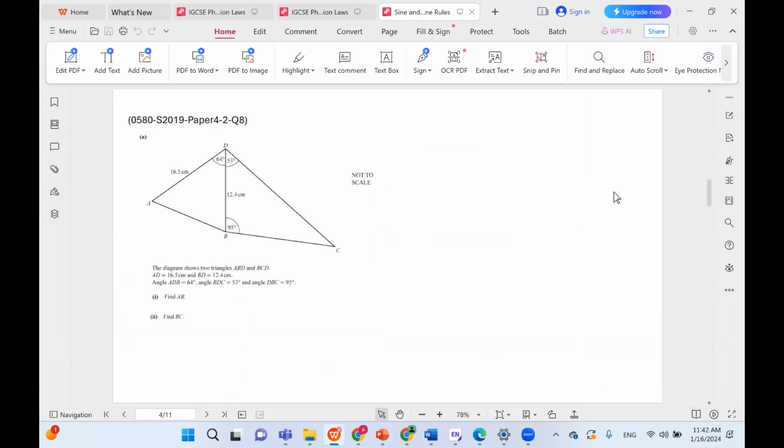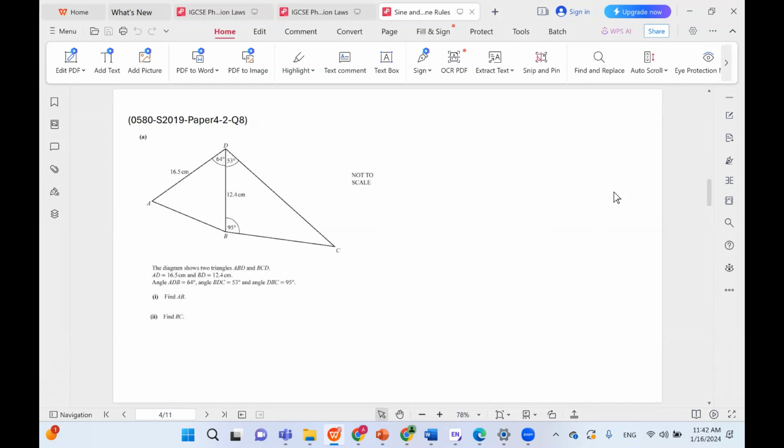This question shows us two triangles, ABD and BCD. AD equals 16.5, BD equals 12.4, angle ADB equals 64, angle BDC equals 53, angle DBC equals 95. These are all evident on the drawing. We are required to find AB and BC. So here they're not telling us which rule to use, so we have to figure this out for ourselves.